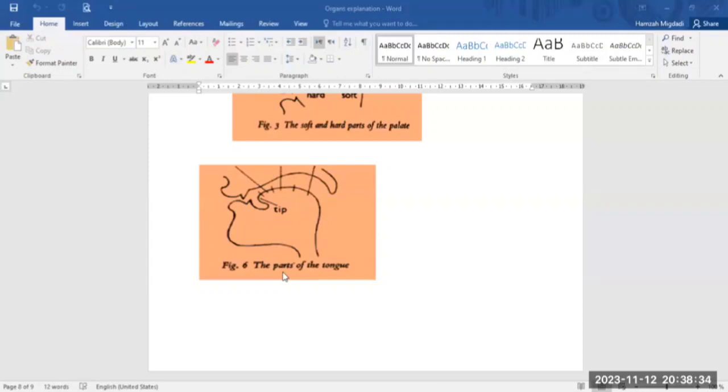What about the back one? O and A, like pot, foot, no, boot, sorry, and put, right? These are the sounds of the back one. What else do we have? Let's go back to the book.